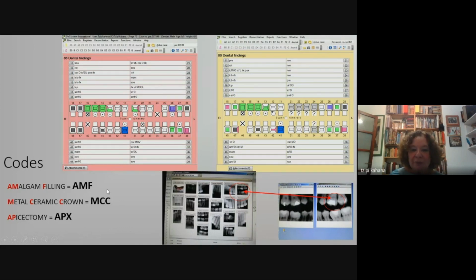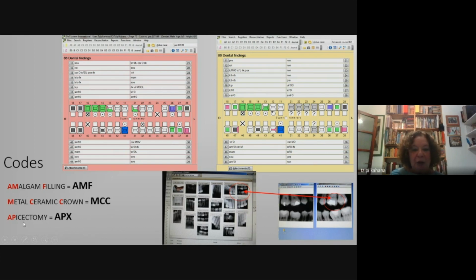We have codes. Now, these codes are specific for Plus Data. Each system has different codes. For instance, for the code for an amalgam filling, we take the first two letters of amalgam, the first letter of filling, and the code for amalgam filling is AMF. If the code is something with three words like metal, ceramic, crown, we take the first letter of each one of the words, and it's MCC.